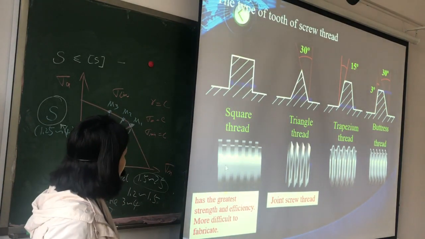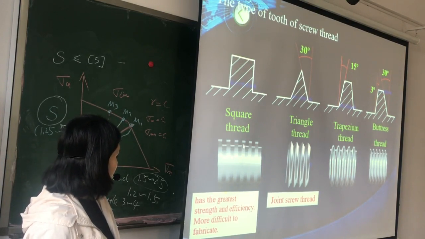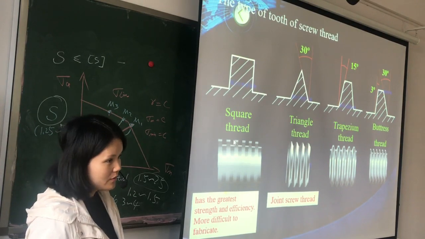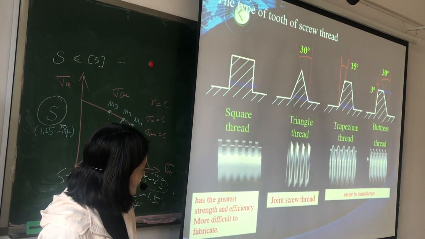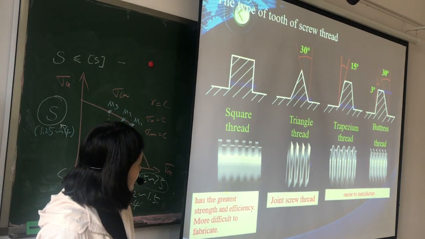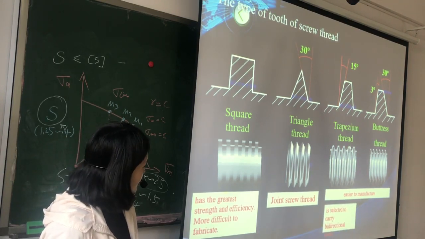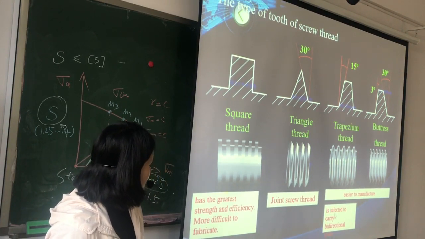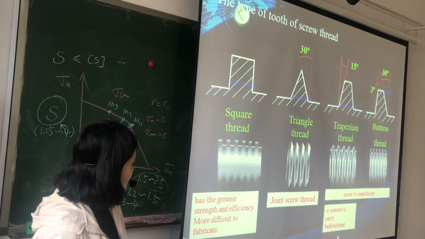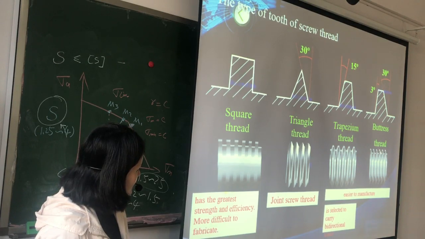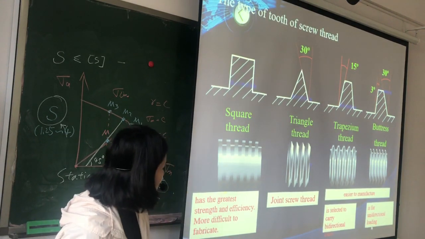For the square thread, it has the greatest strength and efficiency, but it is difficult to fabricate. The other threads are easier to manufacture. The trapezoidal thread is selected to carry bidirectional loads, and the buttress thread is selected for unidirectional loading.